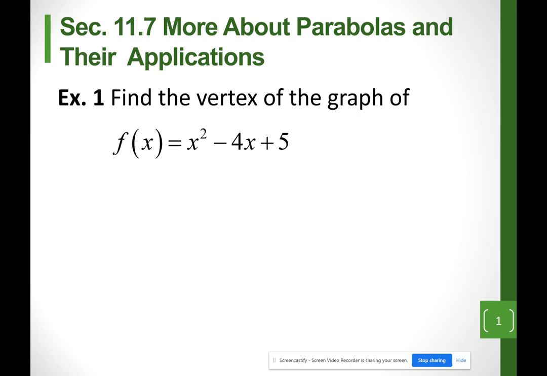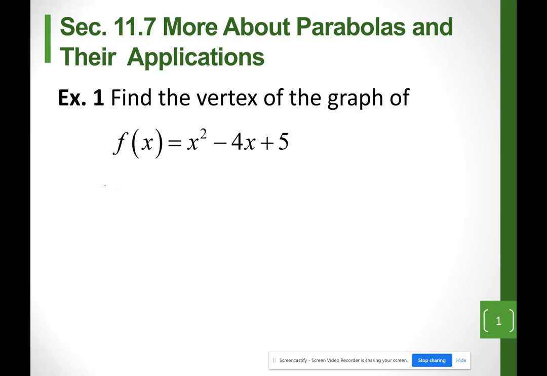Now for 11.7, we're going to learn something more about parabolas and their application. So first of all, how do we find the vertex? We talked about before how to complete the square. So that's exactly what I'm going to do.